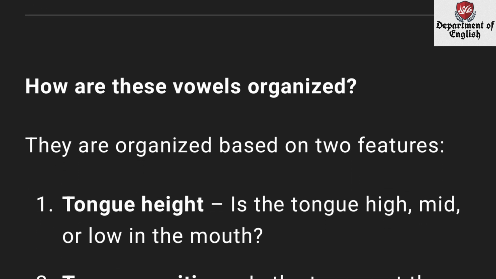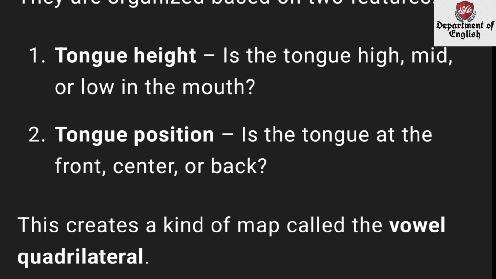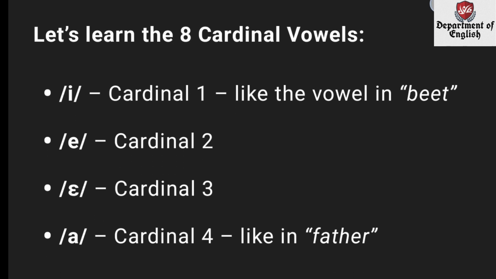How are these vowels organised? They are organised based on 2 features. 1, tongue height. Is the tongue high, mid or low in the mouth? 2, tongue position. Is the tongue at the front, centre or back? This creates a kind of map called the vowel quadrilateral.